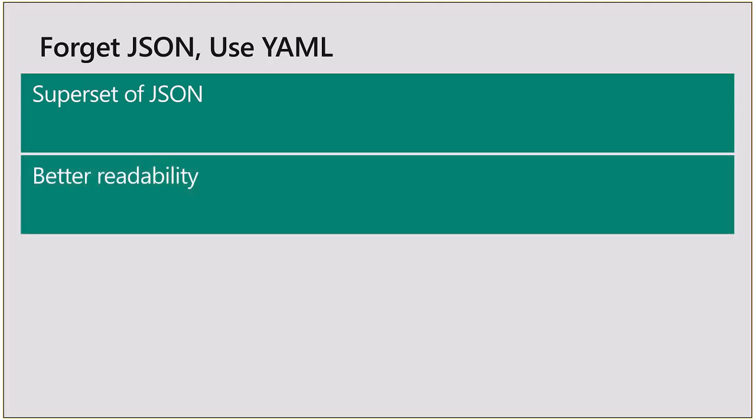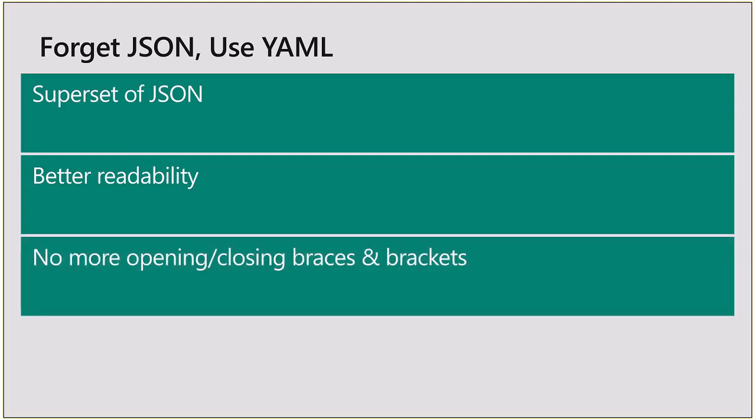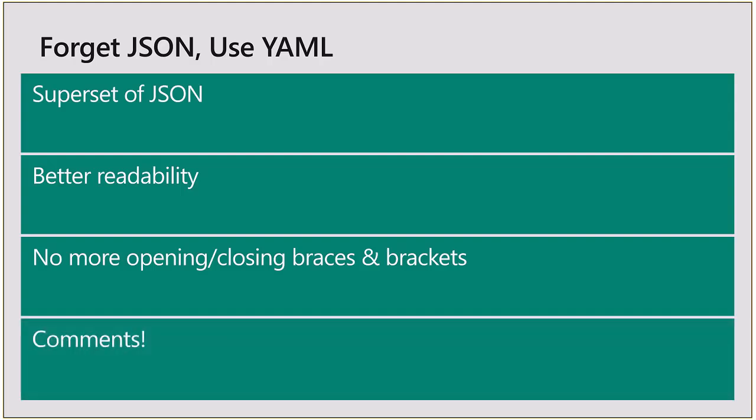One of the reasons to use YAML is that it brings better readability, because it removes all the opening and closing brackets and braces that define the JSON object. Removing those brackets significantly reduces the number of syntax errors as well as the number of lines. And even better, YAML supports comments while JSON can't. This is actually a huge benefit of using YAML for ARM template authoring.